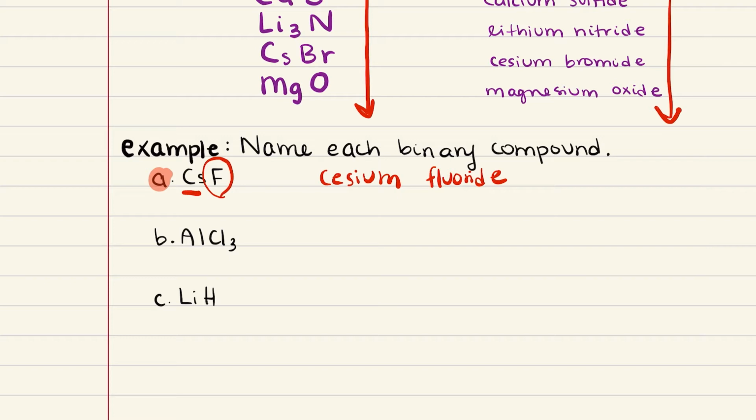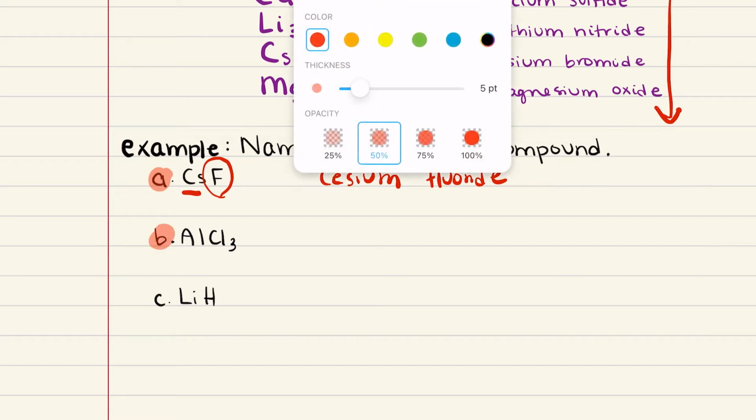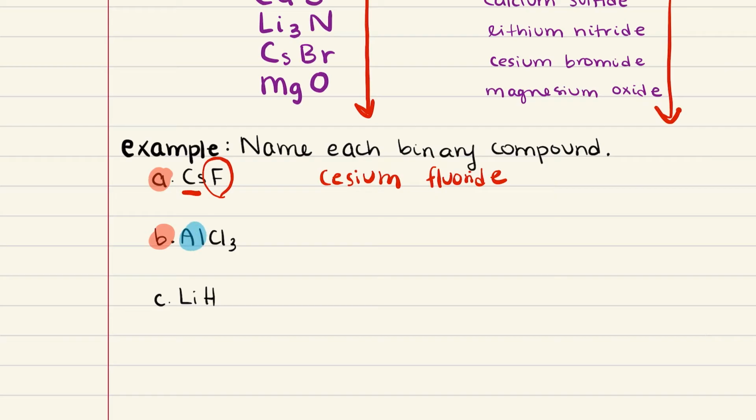Let's do the same for B. All right, what do we have here for the cation? We have aluminum. We keep that as is. We do not change it. Aluminum. What about our anion? Cl is chlorine. We keep the root of the element name and then we add -ide. This is chloride. And the name of this compound is aluminum chloride.